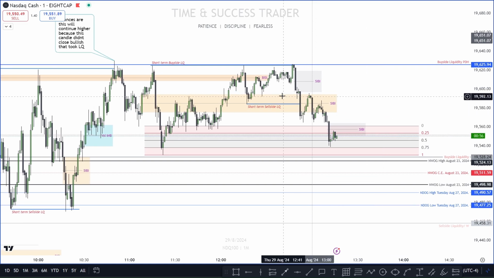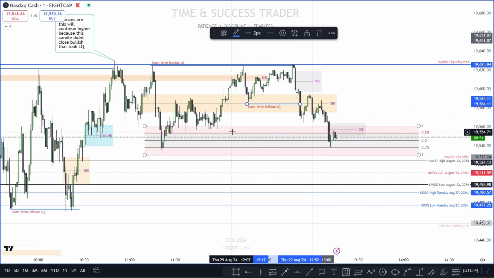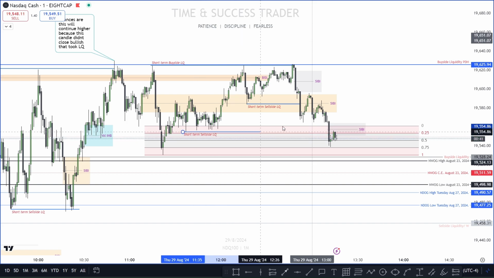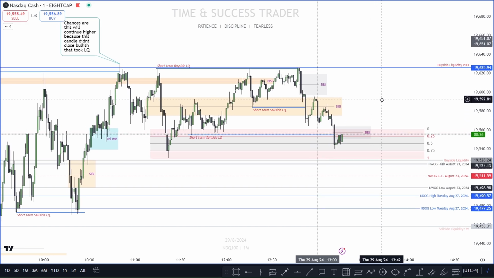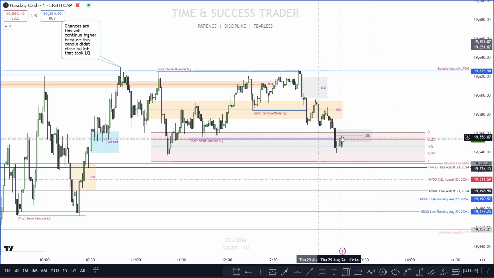All right. What else is happening? We took another sell side liquidity here. After we took it, we left this sell side imbalance, buy side inefficiency behind.